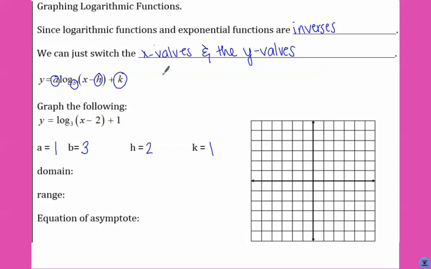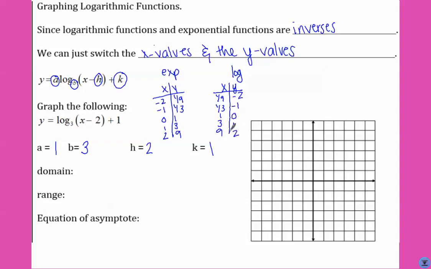So if we were doing an exponential function with a base of 3, our x's would be -2, -1, 0, 1, and 2, and our y's would be 1/9, 1/3, 1, 3, and 9. Well, since we're doing a log function, our columns switch. Our x's become 1/9, 1/3, 1, 3, and 9, and our y's are -2, -1, 0, 1, and 2.